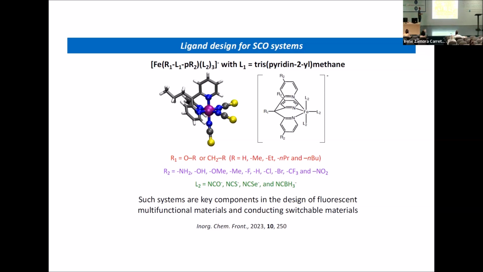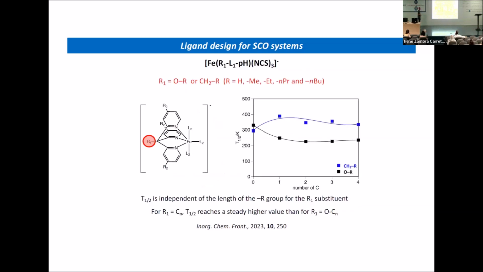You have an iron 2 compound, a net negative charge. And there are more positions, but we chose 3 different positions in which we can play around. This position here, the length of the aliphatic chain, the para position of the aromatic rings, which is R2, and obviously these thiocyanate ligands that can be replaced by selenocyanates or isocyanates or whatever. So there are plenty of things that you can modify in this molecule in order to see how the transition temperature changes.